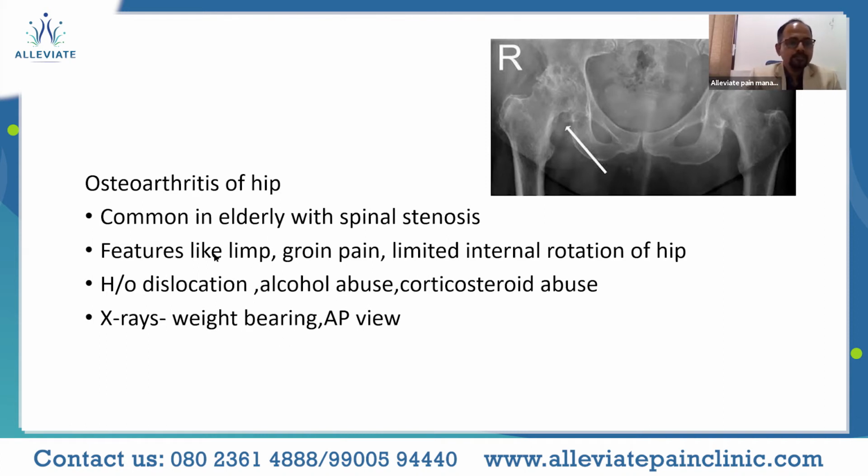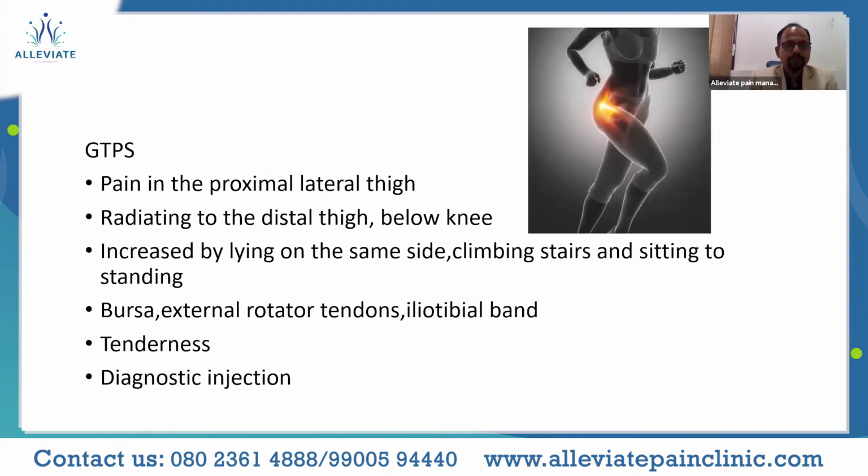So in osteoarthritis, the patient could be having a limp, and could be presenting with groin pain. And when you examine, there will be limited internal rotation of the hip. When you ask the patient, there could be a history of dislocation, alcohol abuse, or the very important corticosteroid abuse, which can predispose to these conditions. And a simple weight-bearing X-ray, AP view, will help you rule out these conditions.